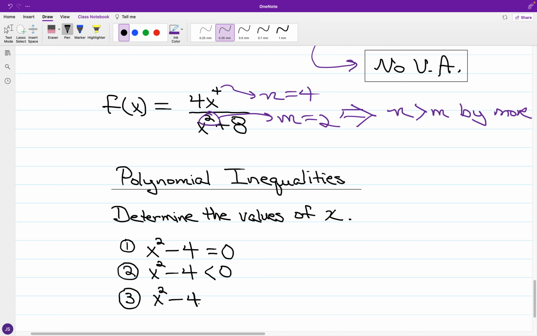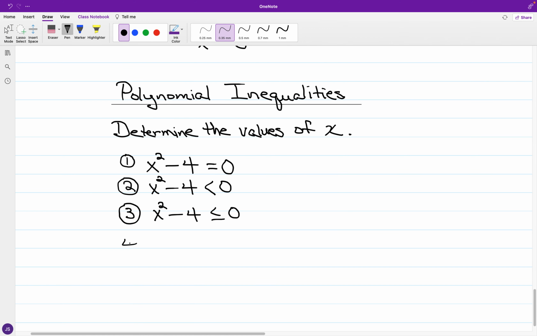And say we have x squared minus 4 is less than or equal to 0, and then changing the direction. Okay, so we have x squared minus 4 is greater than 0, along with x squared minus 4 is greater than or equal to 0.